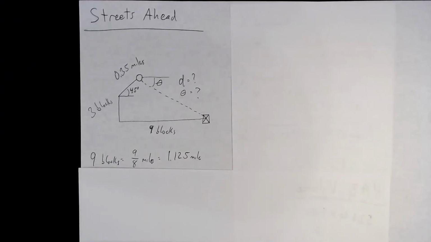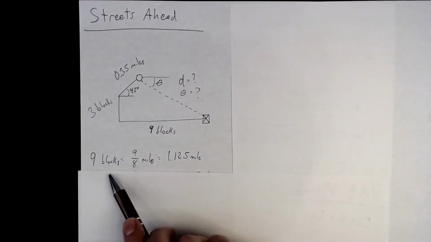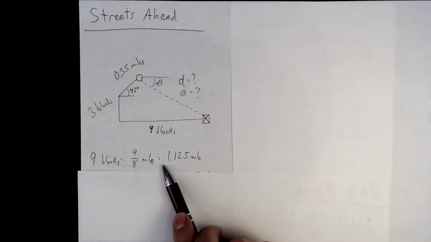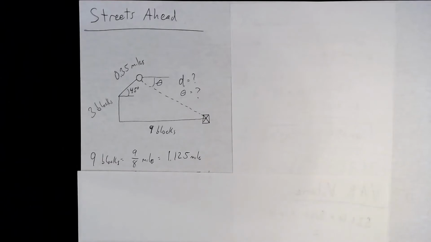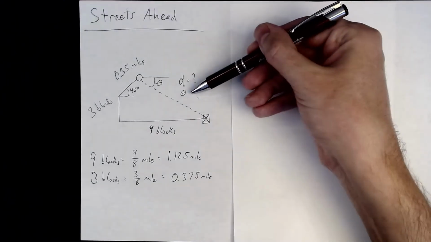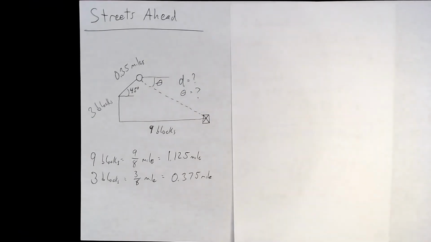So if we convert 9 blocks, well, 1 block is 1/8 of a mile, so I can just say 9/8 of a mile is 1.125 miles. Same thing for the 3 blocks north, that's going to be 3/8 of a mile, or 0.375 miles. What can we do now? We need to find that distance and that angle to get back home.